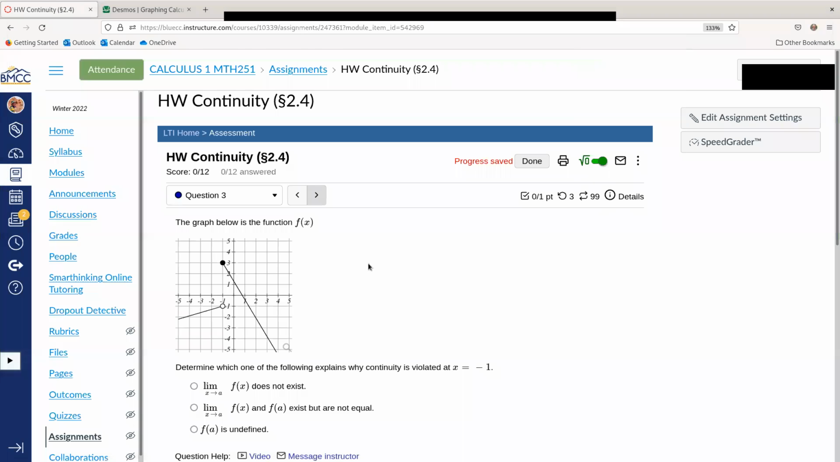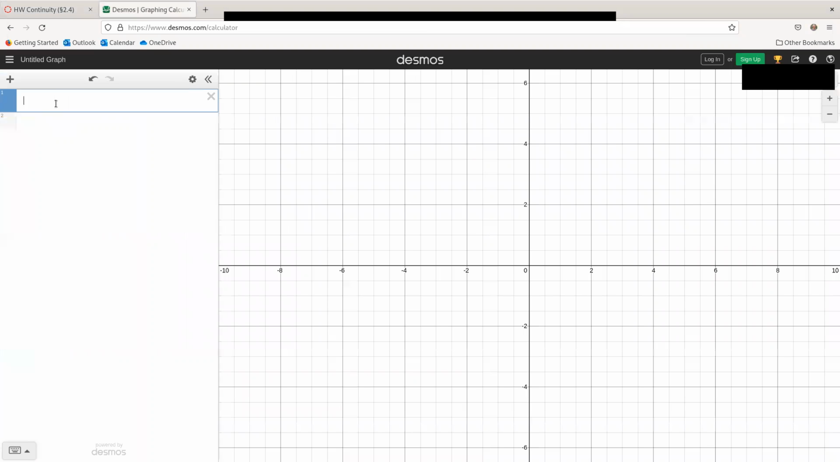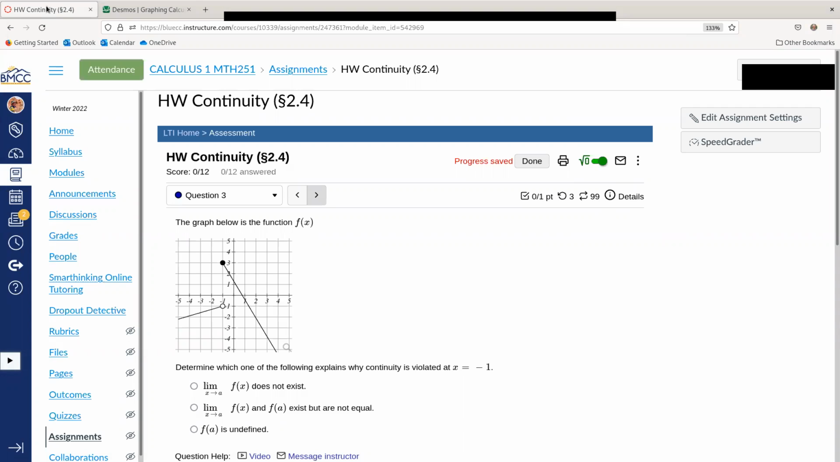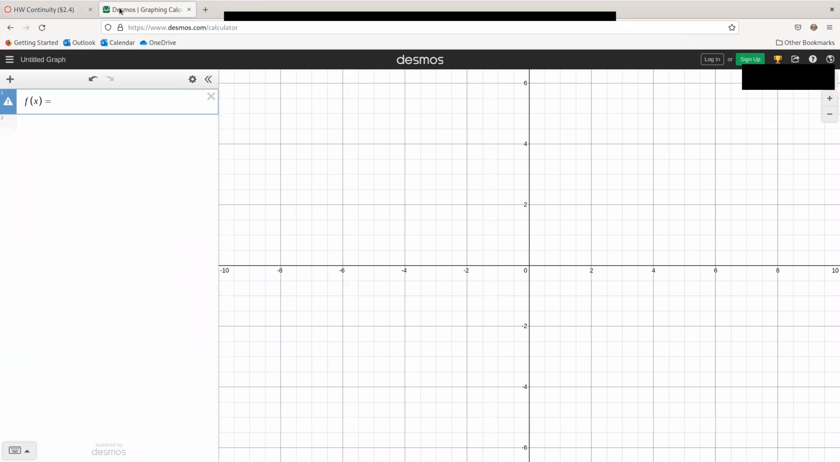I'll answer this question in a minute, but I want to show how to draw piecewise functions like this in Desmos. I like function notation, so I'm going to call mine f of x. To do a piecewise function, it's kind of like the way we draw them on paper. We use a big tall curly bracket, but I don't have big tall curly brackets. I just have the regular curly bracket.